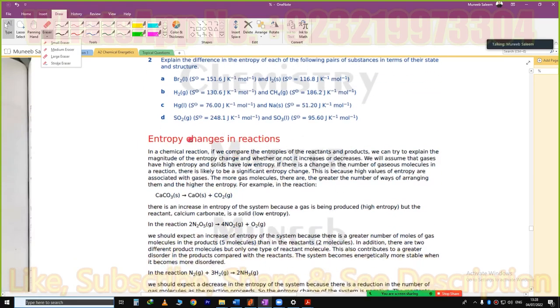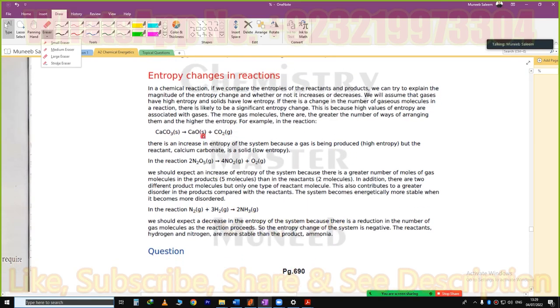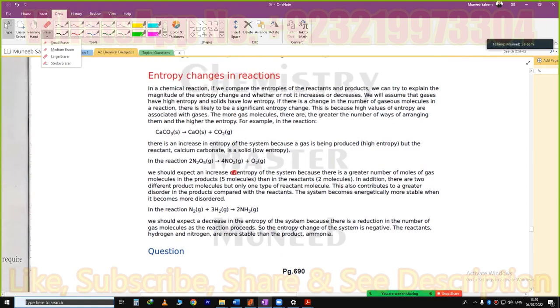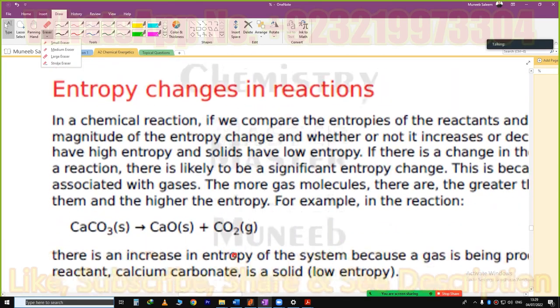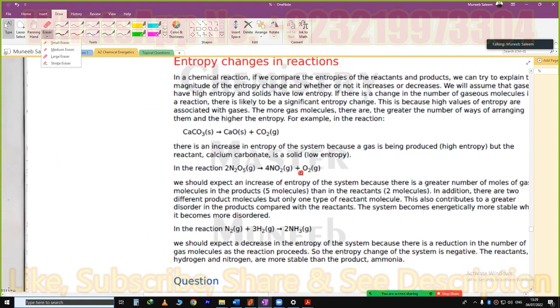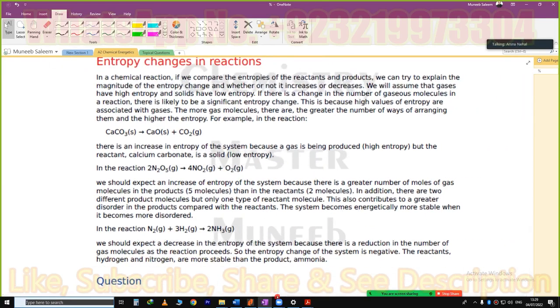Now, entropy changes in reactions. We have discussed already that when we decompose calcium carbonate, we get 2 moles of products, and the carbon dioxide is in the gaseous state, so the entropy increases. What about this equation? We have 2 moles of reactants and 5 moles of products, so the entropy should decrease. Yeah, because of greater order.